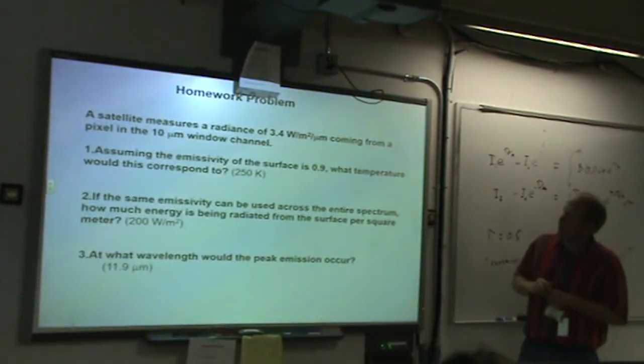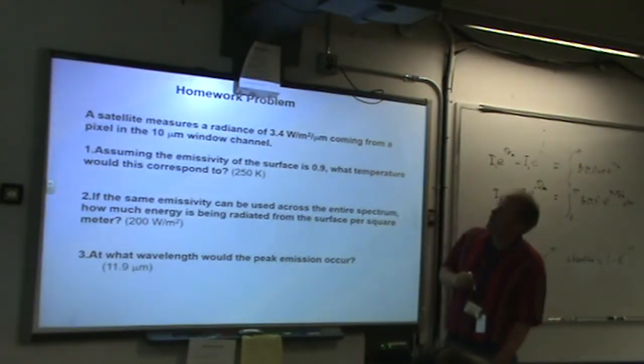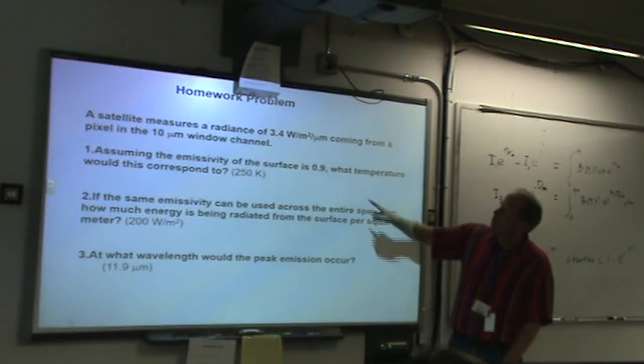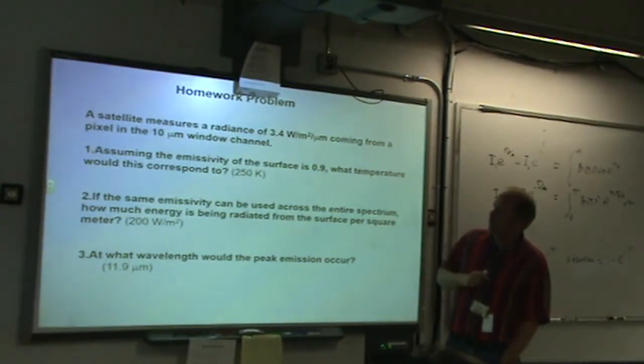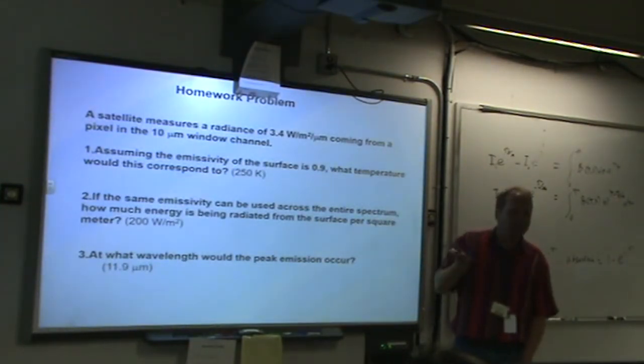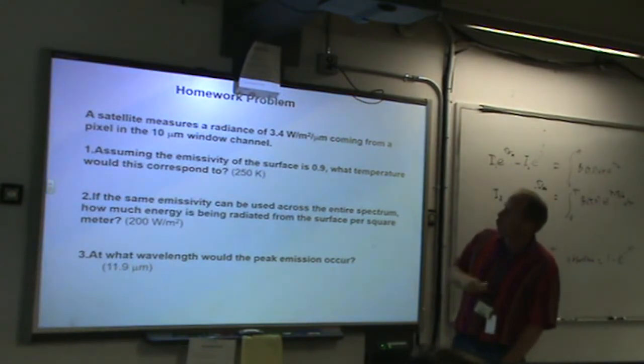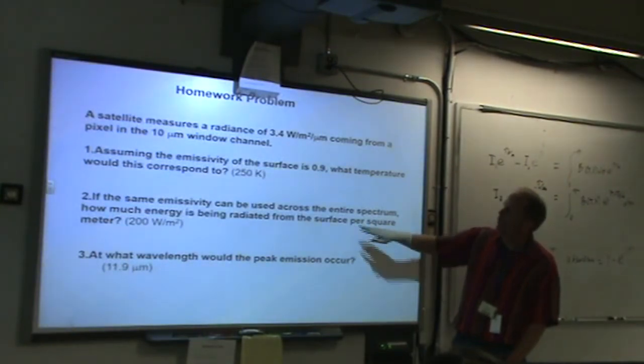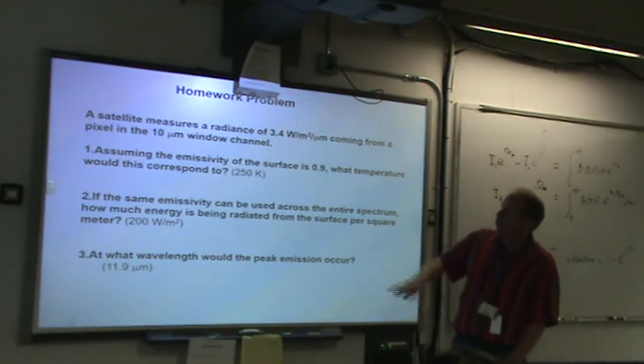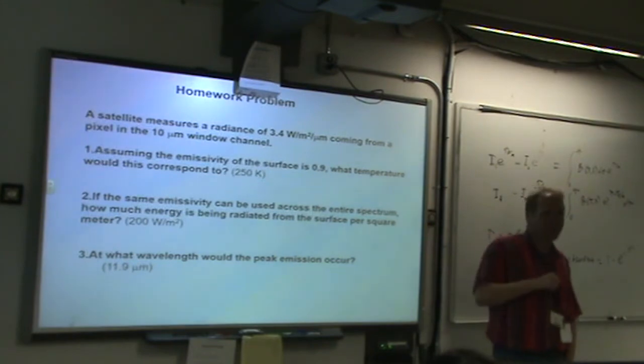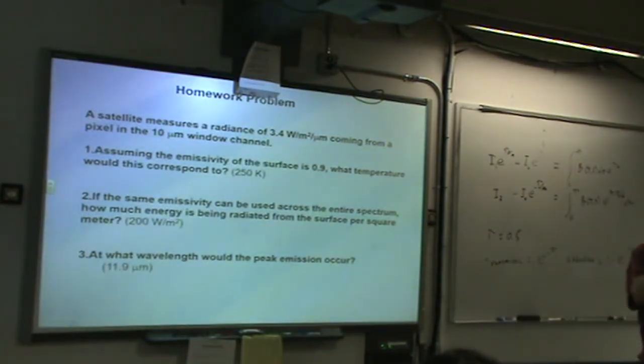So, a satellite is measuring irradiance, and we're talking about the 10 micron window channel. I'm giving you emissivity. I want you to calculate the temperature, or I should say the brightness temperature. We're going to use the same emissivity across the entire spectrum. So I want you to figure out how much energy is being radiated and what wavelength the peak emission would be. All of this is stuff we've already kind of done.